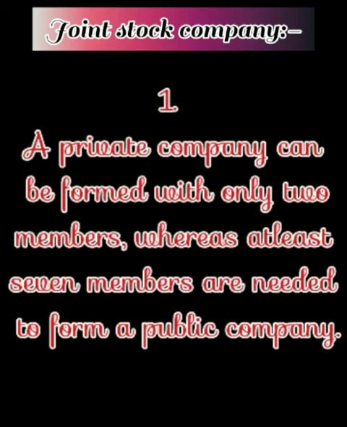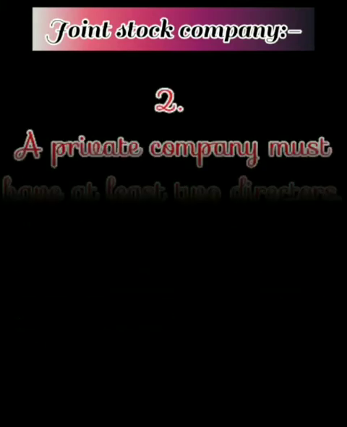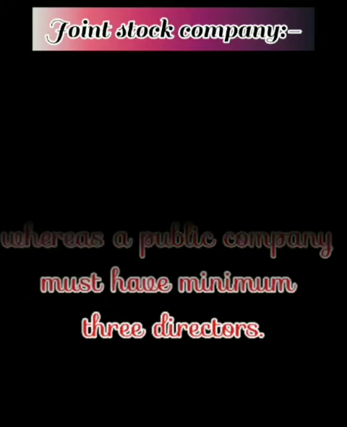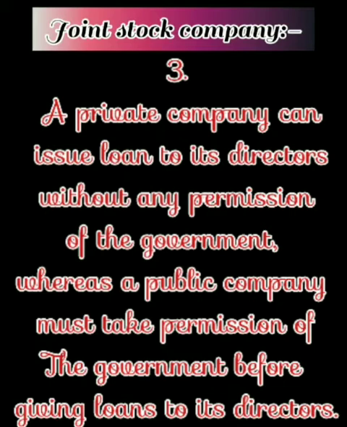Number one, a private company can be formed with only 2 members, whereas at least 7 members are needed to form a public company. Number two, a private company must have at least 2 directors, whereas a public company must have minimum 3 directors. Number three, a private company can issue loan to its director without any permission of the government, whereas a public company must take permission of the government before giving loans to its directors.